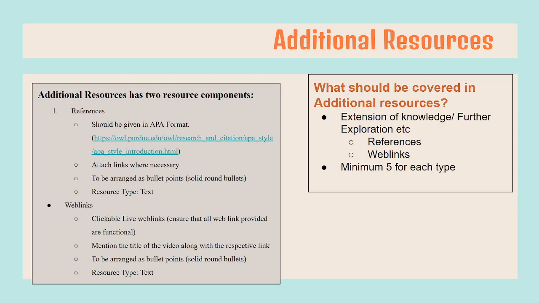Additional resource, there are two types of additional resource. One is references, another is web links. Web links are directly the links to videos. References can be books, web pages, anything. We are using these terms to make it clear that you have to give this. Web links are only for videos, references can be anything. Under each category, at least 5 links have to be given. How you should arrange it and all the details are there here.